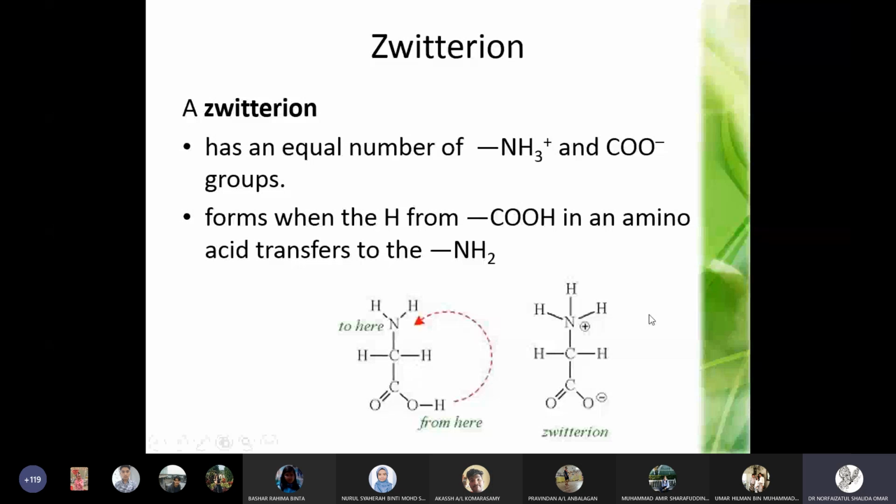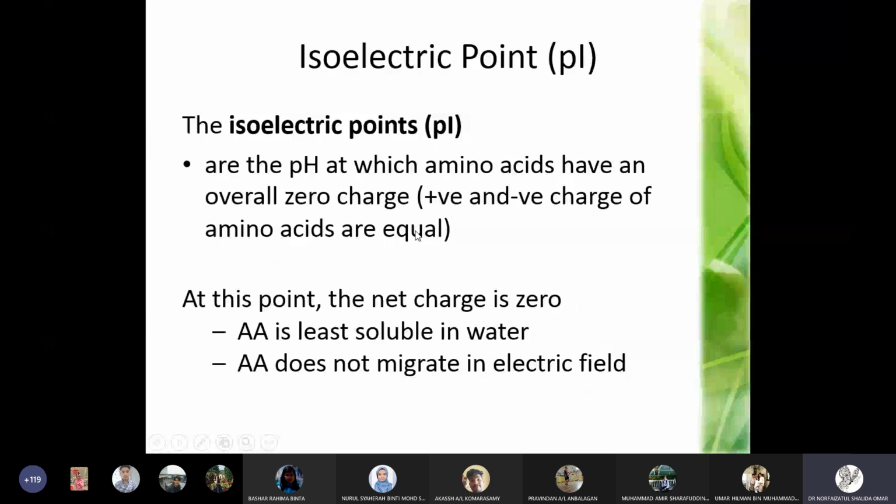So at the isoelectric point, there is zero charge. At this zero charge, the amino acid is least soluble in water, so it is insoluble and it does not migrate in the electric field. I will explain further what it means to migrate in an electric field.